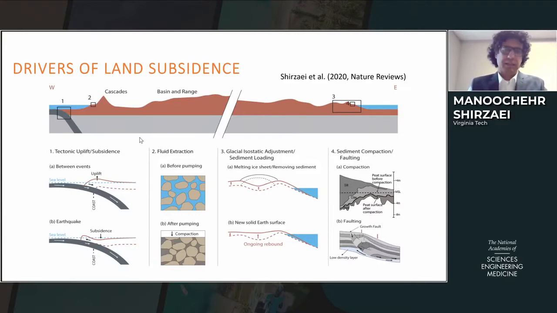So the top panel is a cross-section across Northern America that goes from the west coast of the United States to the east coast. Based on the geological and tectonic settings, there are different drivers that become important in the present day observation of the vertical land motion.